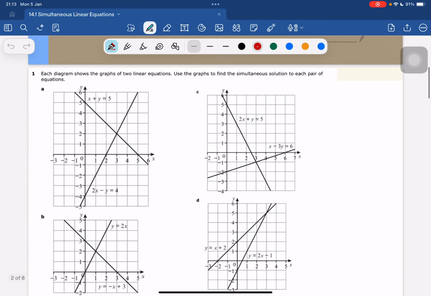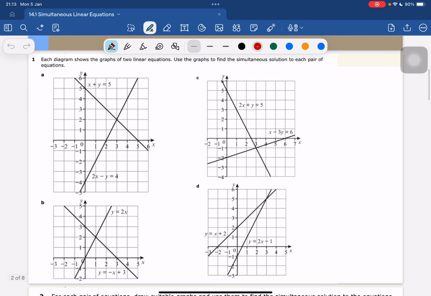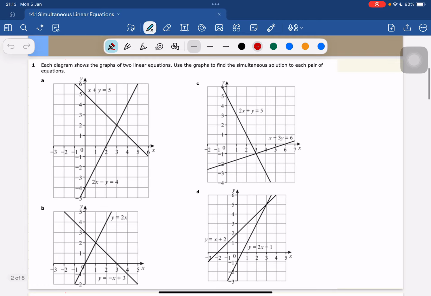Hi, in this video I'm going to solve practice questions for simultaneous linear equations. Each diagram shows the graphs of two linear equations. Use the graph to find the simultaneous solution to each pair. The simultaneous solution is the point where the two lines meet. So this is the point.